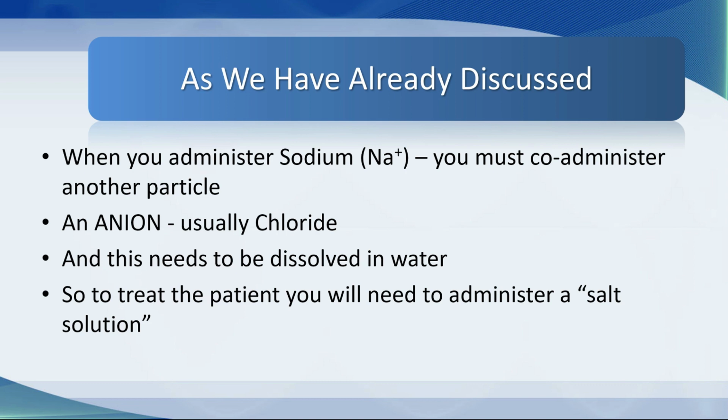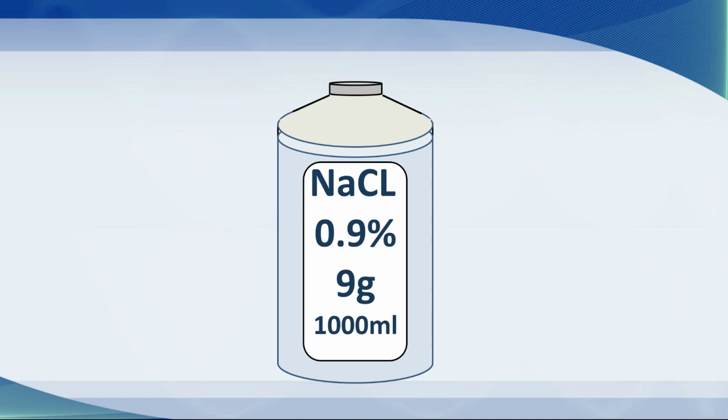when you administer sodium, you must co-administer another particle, an anion, and that anion is usually chloride. And this needs to be dissolved in water. So to treat this patient, you need to administer a salt solution. The most commonly prescribed intravenous fluid is isotonic saline solution, and this contains 0.9% NaCl. That means, of course, 9 grams of salt per litre.